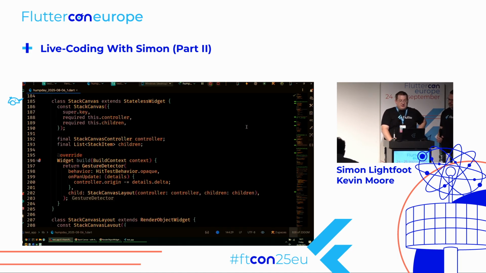Skipping forward, the actual stack canvas itself is just a gesture detector wrapping our custom layout, our custom render object. You can handle gestures yourself in a render object. It has like on pointer event, I think it is.